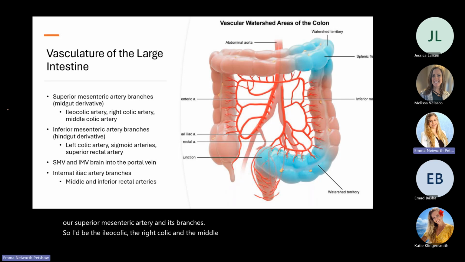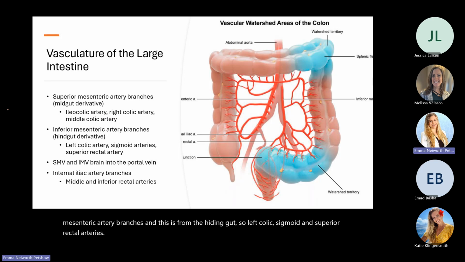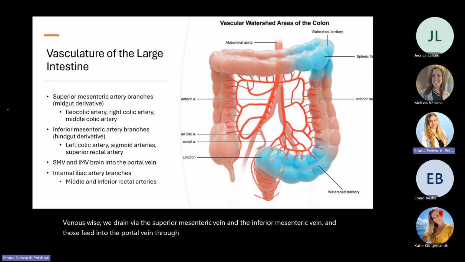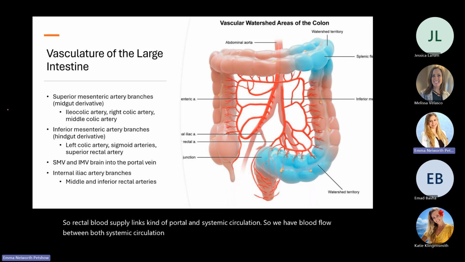Hindgut derivatives, that would be the latter portion of our colon, the distal portion. This would be our inferior mesenteric artery branches, and this is from the hindgut, so left colic, sigmoid, and superior rectal arteries. Venous-wise, we drain via the superior mesenteric vein and the inferior mesenteric vein, and those feed into the portal vein through the liver. That's relevant when we talk about things like portal hypertension or hepatic metastases. Rectal blood supply of note is mixed. So rectal blood supply links portal and systemic circulation. So we have blood flow between both systemic circulation and portal liver circulation.